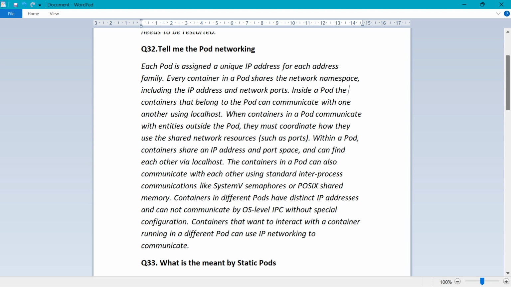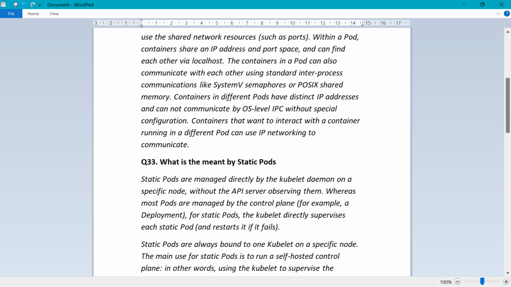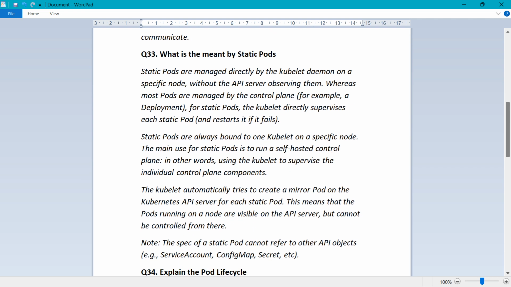What is meant by static pods? Static pods are managed directly by the kubelet daemon on a specific node without the API server observing them, whereas most pods are managed by the control plane, for example, a deployment.